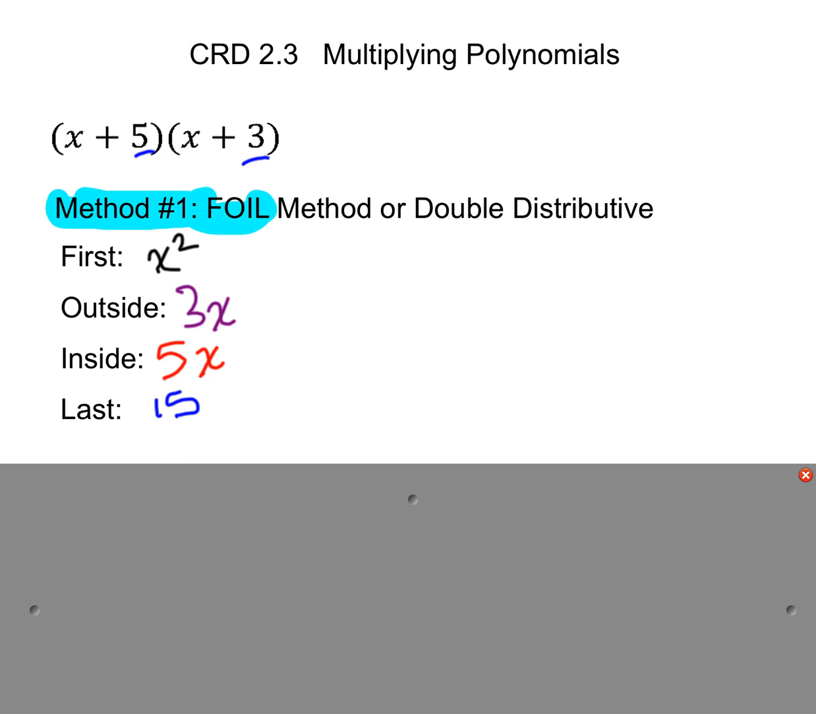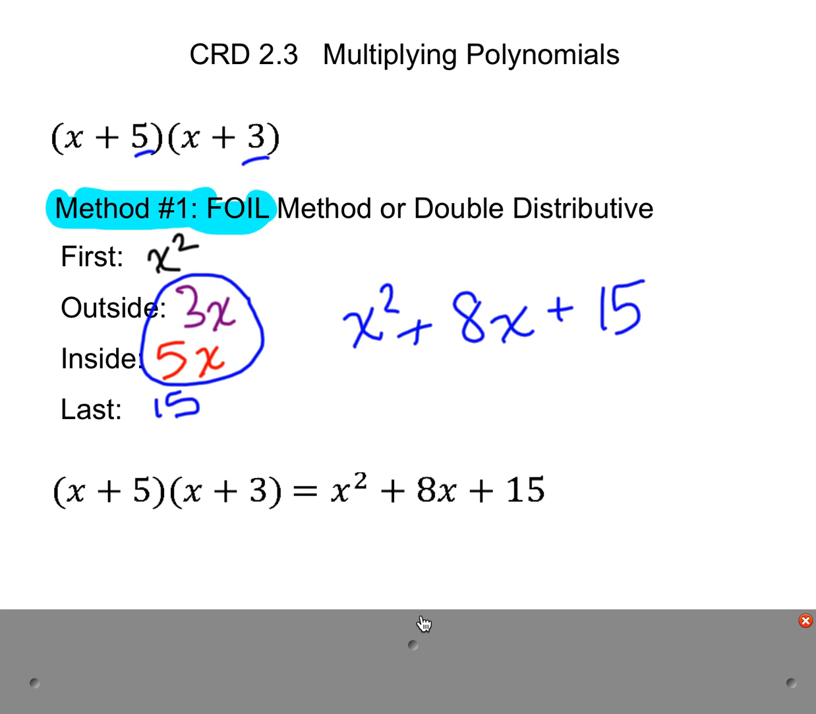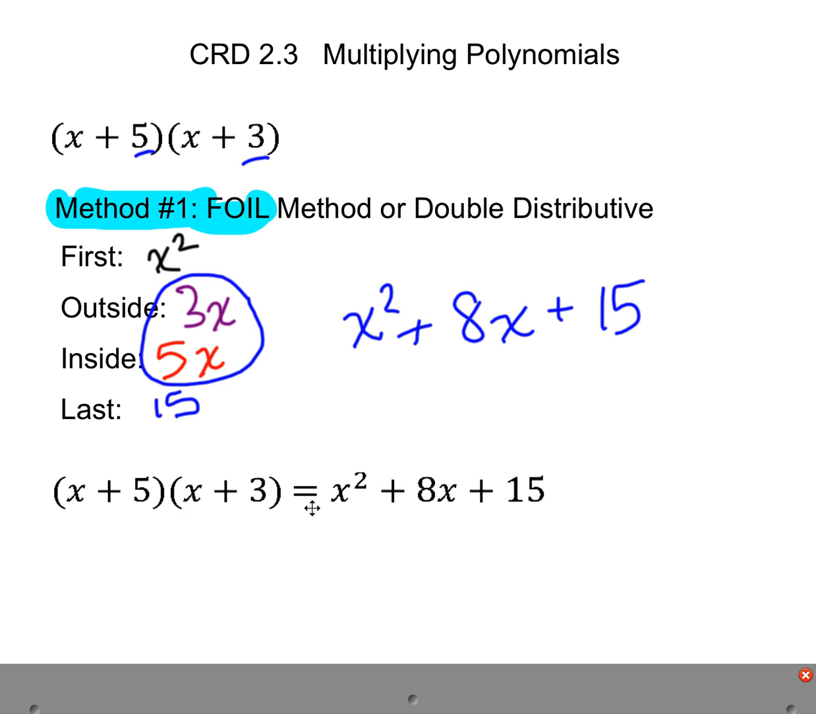I'm going to combine all of those together, which will give me x squared, because x squared is not a like term with anything else. 3x and 5x are like terms, so I'm going to put those together, and I'm going to get 8x, and then 15 is a constant, and I'm going to write that last. It is good form to write this in descending order, meaning your highest exponent first, and then go down from there. This is the exponent of 1, this is an exponent of 0. So my final answer here is x plus 5 times x plus 3 equals x squared plus 8x plus 15.